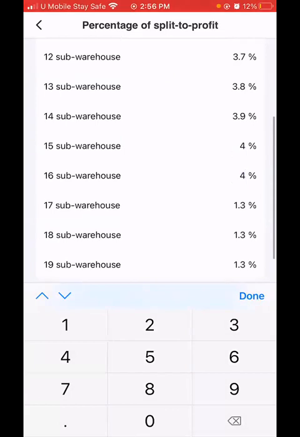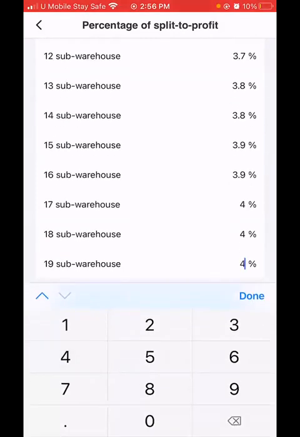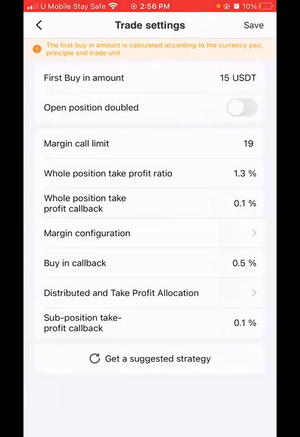Okay, I think it should not be 4 around here. Let's assume it at 3 points. Okay, 3.8, 3.9, 4. Okay, this is it.